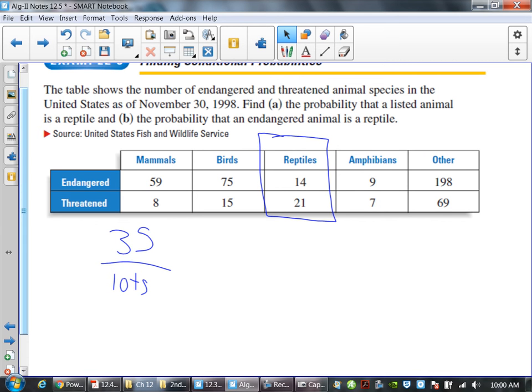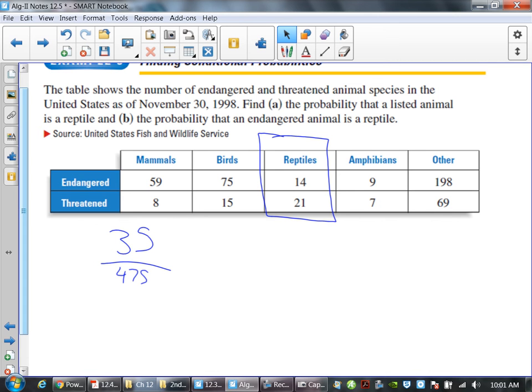Okay, there's your probability. Well, you can add that up. 475? Find the probability that a listed animal is a reptile. Now the next one is find the probability that the endangered animal is a reptile. Which one are you looking at? The top one. I'm looking at 14 out of all of the endangered animals.